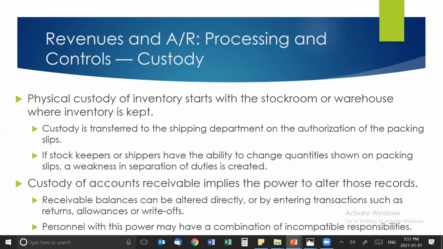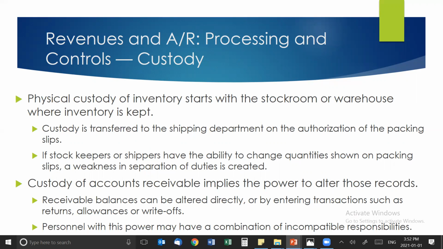If the stock keepers or the shippers have the ability to change the quantities shown on the packing slip, then there is a weakness here in segregation of duties. If they can change quantities on the packing slip, then they can change it to a lower quantity and maybe keep some for themselves. Right, so we want to make sure that there's a separation of duties, and the person who created the packing slip isn't the same person that has the custody over the goods.